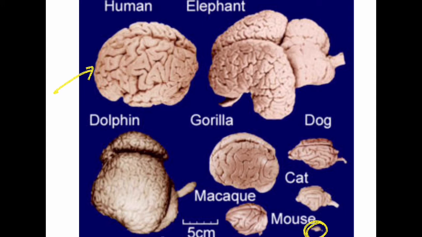Gray matter, if you remember, or can go over some of my other videos, that's where the active neuron bodies are. And the white matter, think of that, that's where the axons are. That's like all the communications.